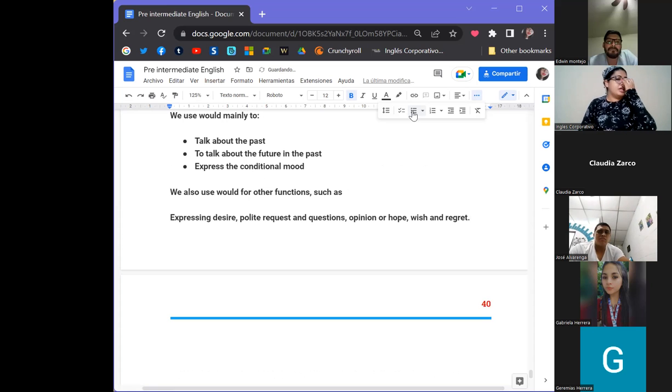So we have like four uses for this auxiliary. We have to talk about the past, to talk about the future in the past, to express the conditional mood, and also for expressing desire, for polite requests and questions, also for opinion or hope and wish and regret. So we are going to see what is the structure of would.